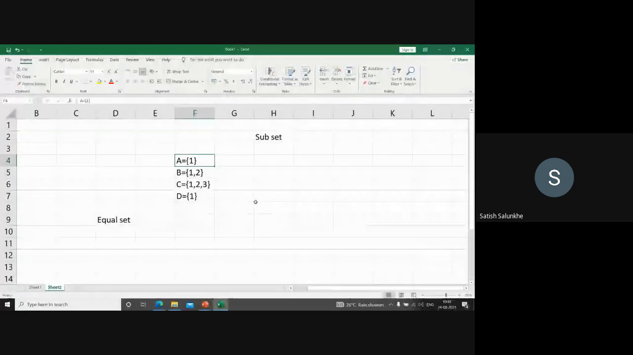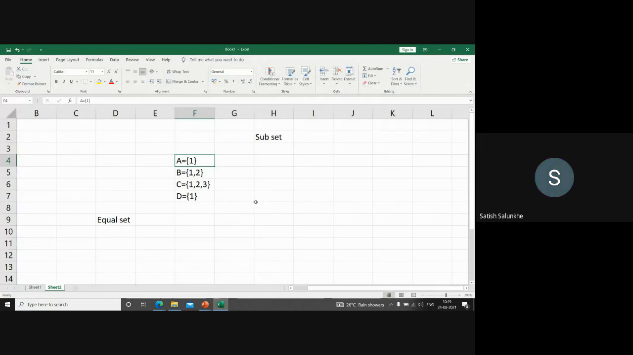Can anybody tell me which set is a subset of another set as per that definition? A is a subset of B. B is a subset of D. Okay. Let us go line by line. Let me know, A is a subset of which other sets? B and C. Why not D? Because they are equal. It is a subset also and it is equal also.